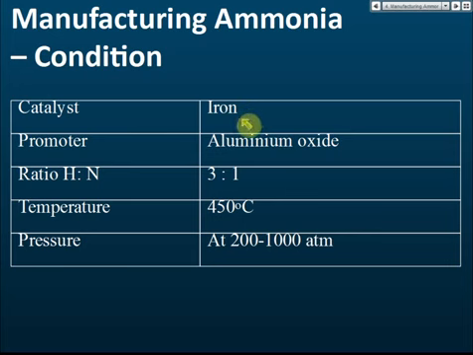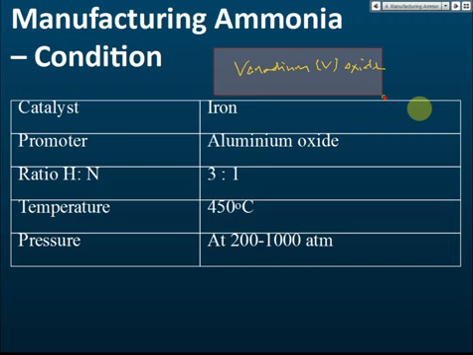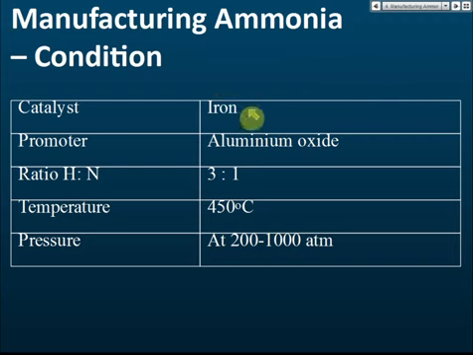Vanadium(V) oxide. When you write the name, you must include the (V) in brackets. So this is the catalyst for the contact process, and the catalyst for the Haber process is iron. We use iron as a catalyst.